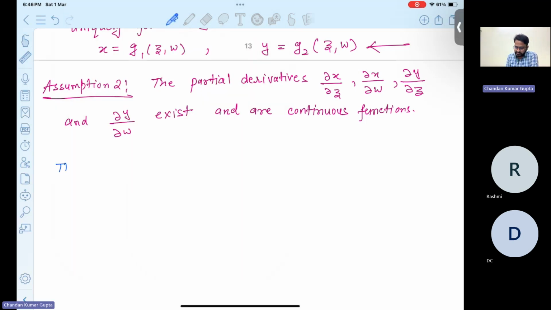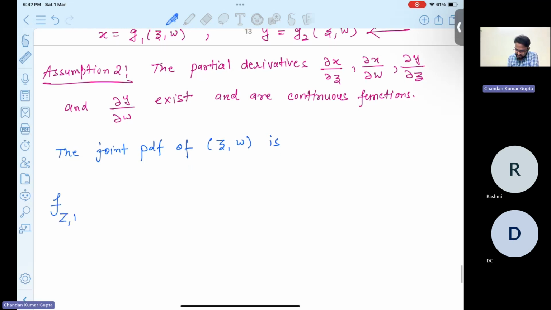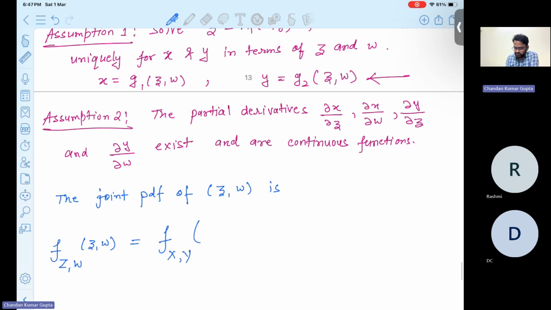in that case, the joint PDF of the transformed variables z and w is defined as f of z w equal to f x y. Here we need to write in terms of z and w. Here x is what? If you can see, we can write x equal to g1 of z and w.